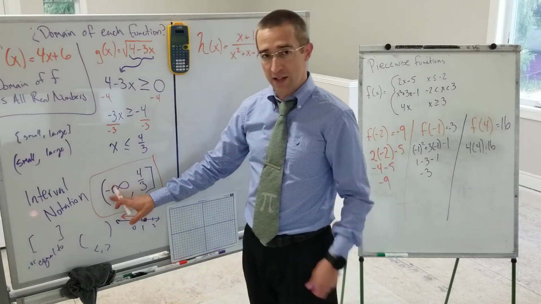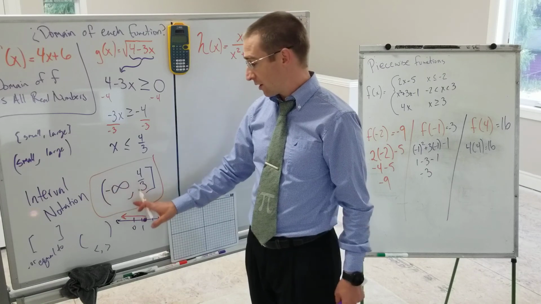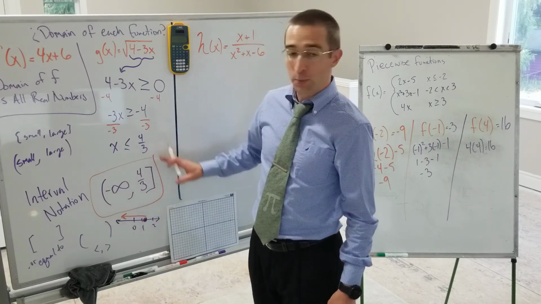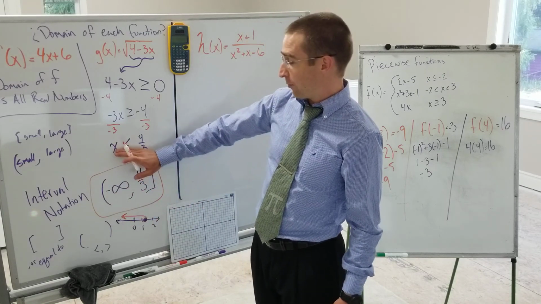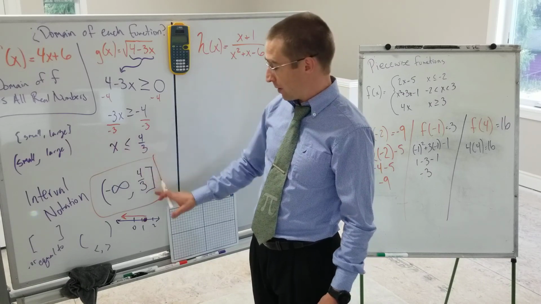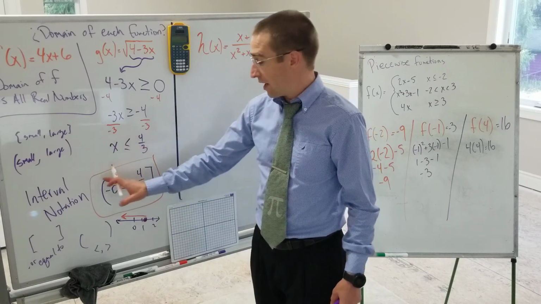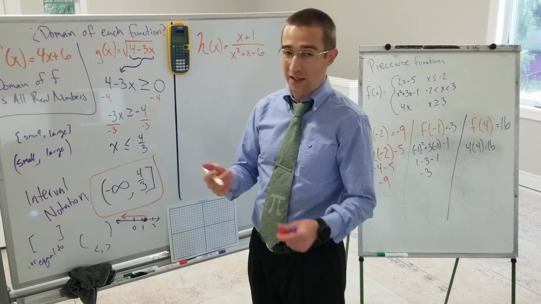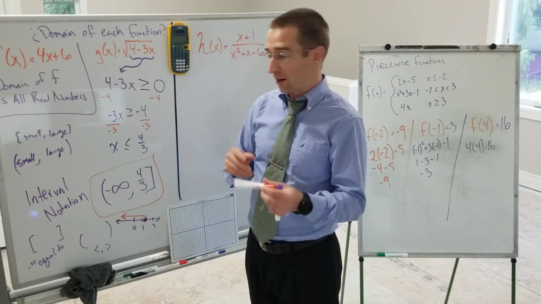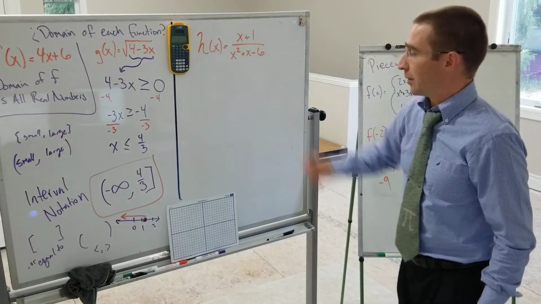Parenthesis, negative infinity, saying we're not including negative infinity, comma, 4/3, bracket, bracket includes. If we didn't have the "or equal to," it would be a parenthesis here. And we never put a bracket on infinity because we can never get to infinity because it's not a number. All right, let's try this one.